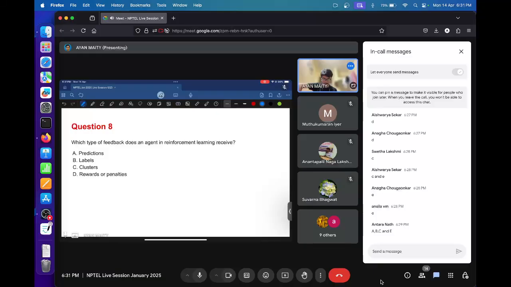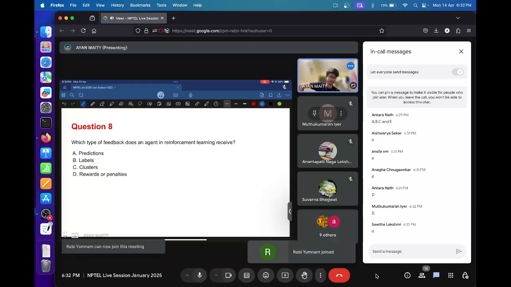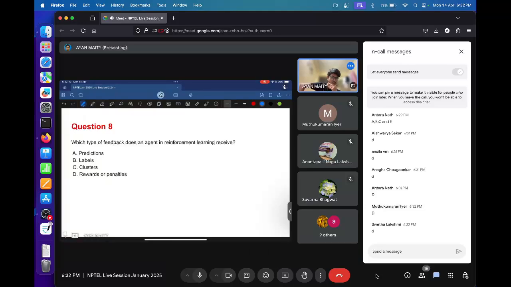Now, question 8: which type of feedback does an agent in reinforcement learning receive? Sir, option D, rewards or penalties. Okay, you can write your answer in the chat. Option A, predictions. Option B, labels. Option C, clusters. Option D, rewards or penalties. Several participants answer D.